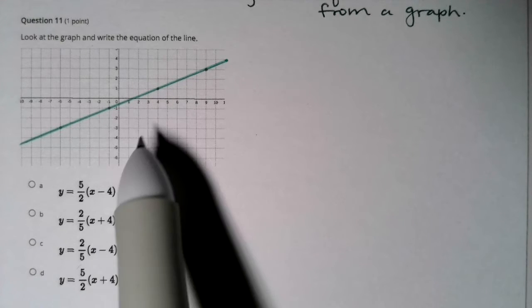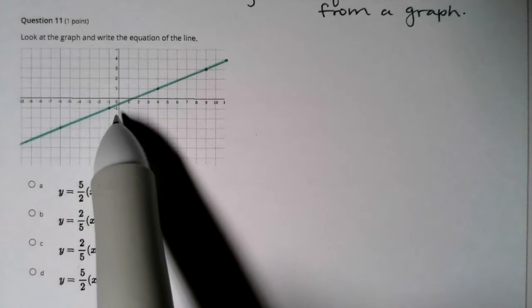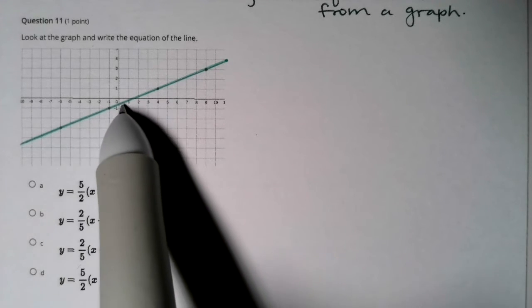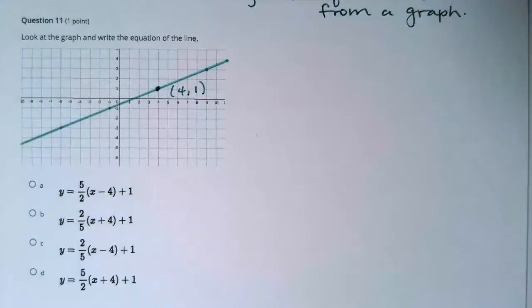So let's look at positive 4 and negative 4 to see where we're hitting on our graph. And if you look at negative 4, it doesn't quite hit at a grid mark. But if we look at positive 4, we can see that at positive 4, 1, this point right here, that does hit on my graph.